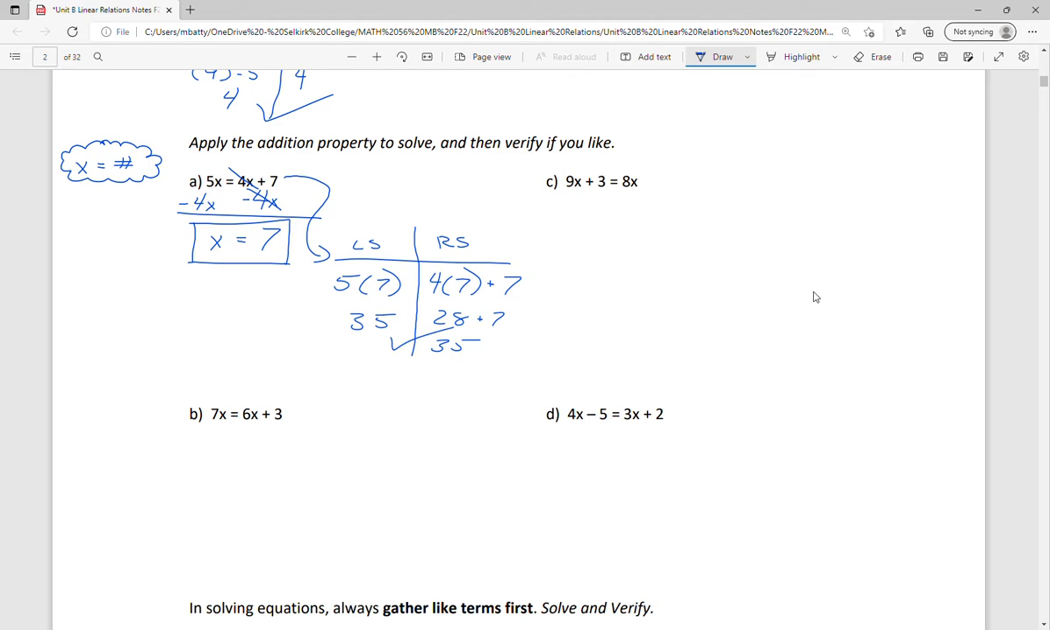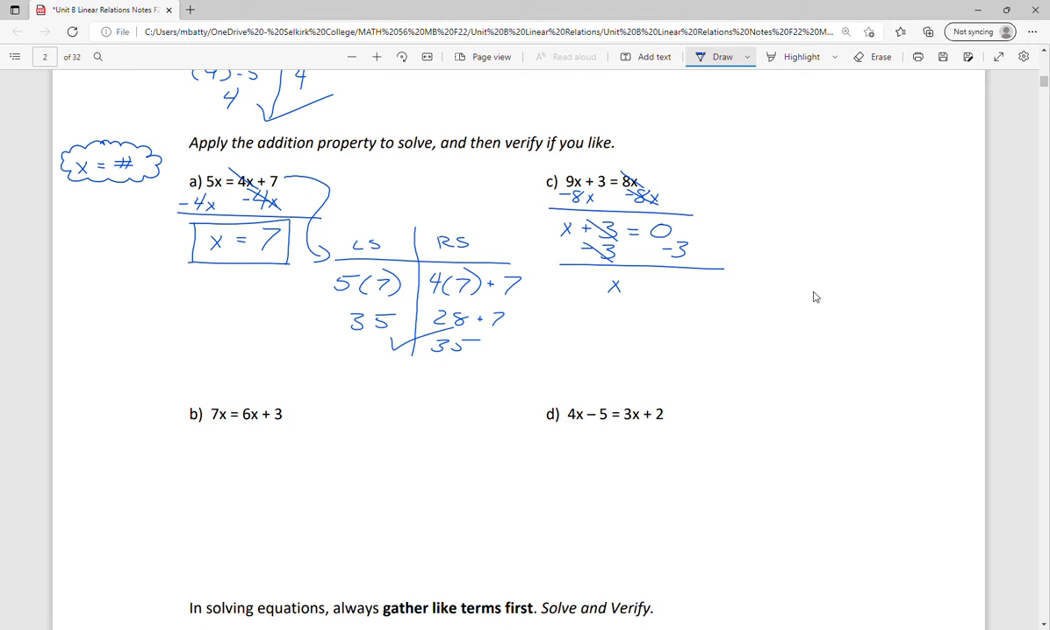There's a few more like this. So we want to get x's on one side, numbers on the other. I'm going to pick on the x terms first, always. I want to put all the x's on the left. In this case, I've got nothing on that right-hand side, so that's going to equal 0. I'd have 9x minus 8x, that's 1x or just x. I still have this plus 3, I haven't dealt with it yet. What I can do now is subtract 3 from both sides.